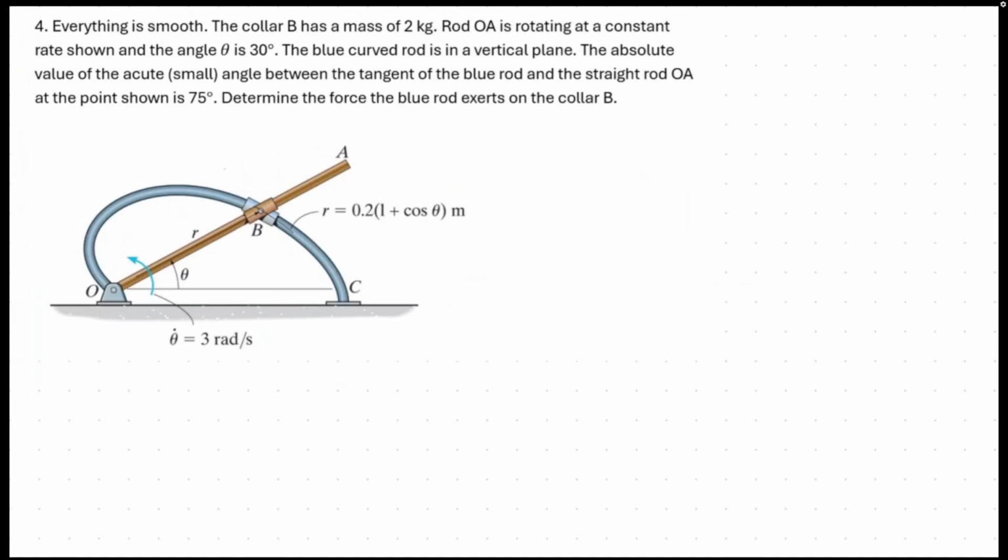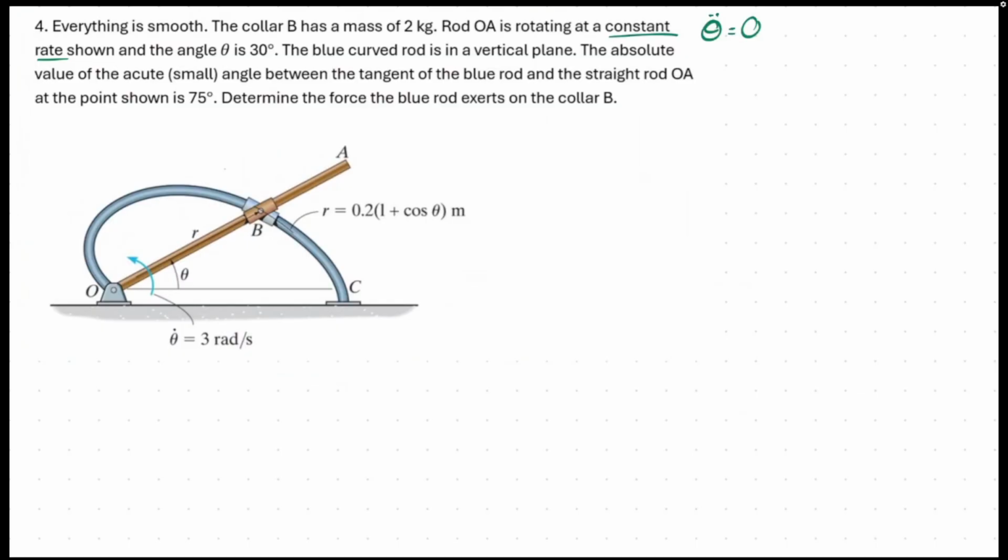Okay, so this is going to be our next problem. Let's quickly read it. So everything is smooth. The collar B has a mass of 2 kgs. The rod OA is rotating at a constant rate. Just pause real quick. Constant rate, what does that tell us, right? Before you even keep going, that's going to tell us that our theta double dot, if it's rotating at a constant rate, is going to be equal to 0. So just point that out initially. Make sure you can spot those things really fast.